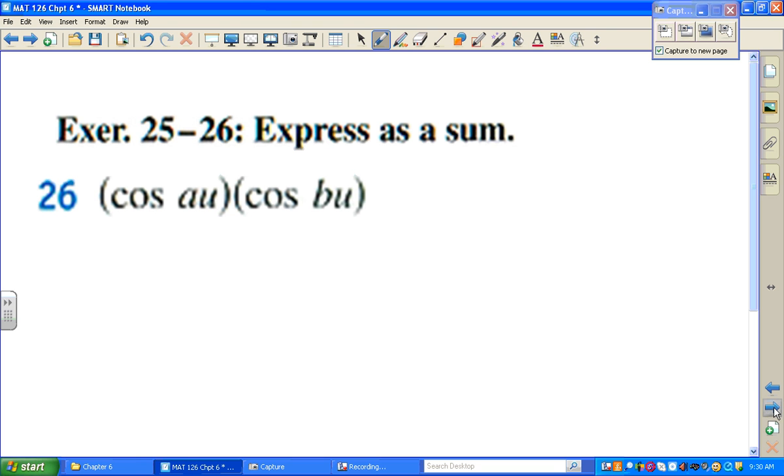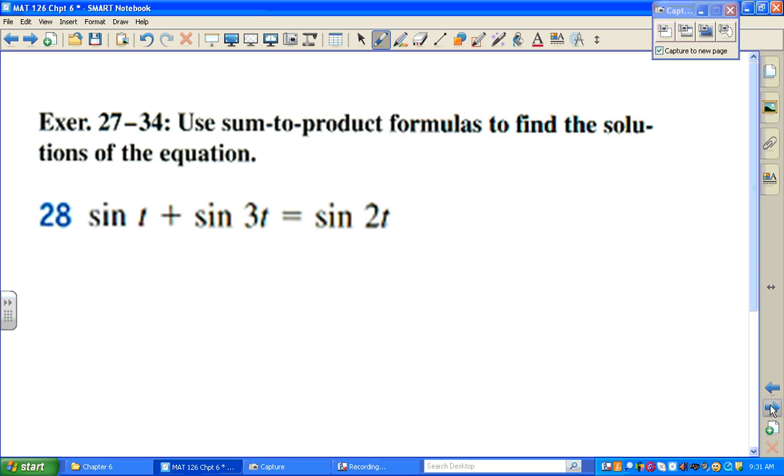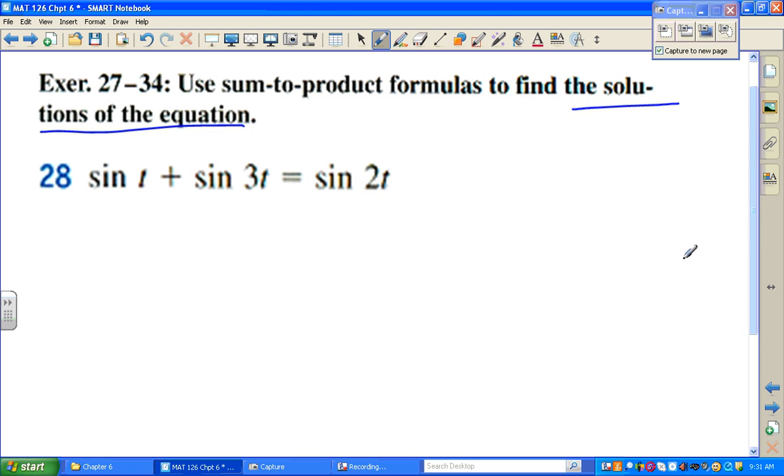This one looks easy. You just have to do one of those. Yeah, let's not do that. That looks easy. I'll just let A equal U and B equal V. It's that cosine, cosine. All you do is express it as a sum. Yeah, easy stuff. There we go. That's what I want to do. I want to solve some things.